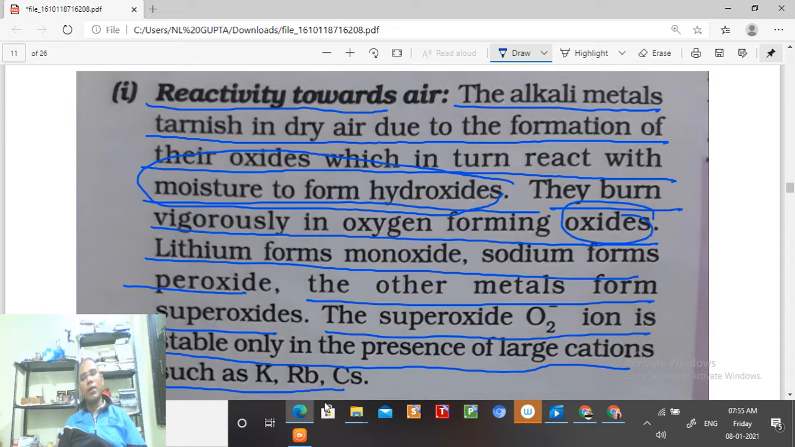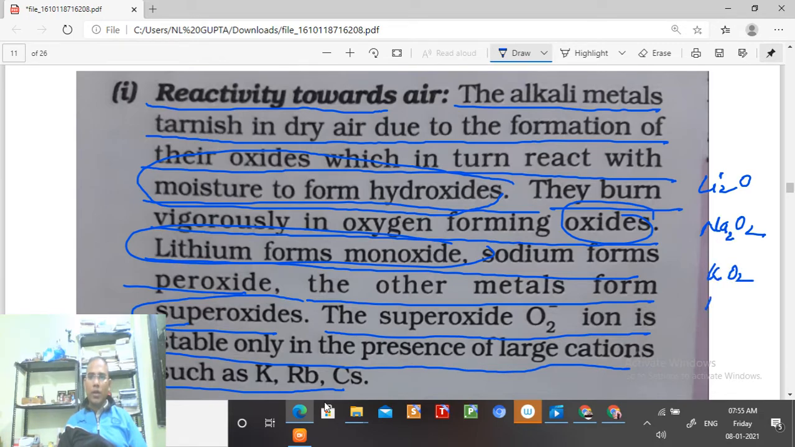So firstly, in moisture they form hydroxide, and in oxygen they form oxide. Lithium forms the monoxide, Li2O. Sodium forms the peroxide, Na2O2. The other metals form superoxide: K, Rb, Cs form KO2, RbO2, CsO2.